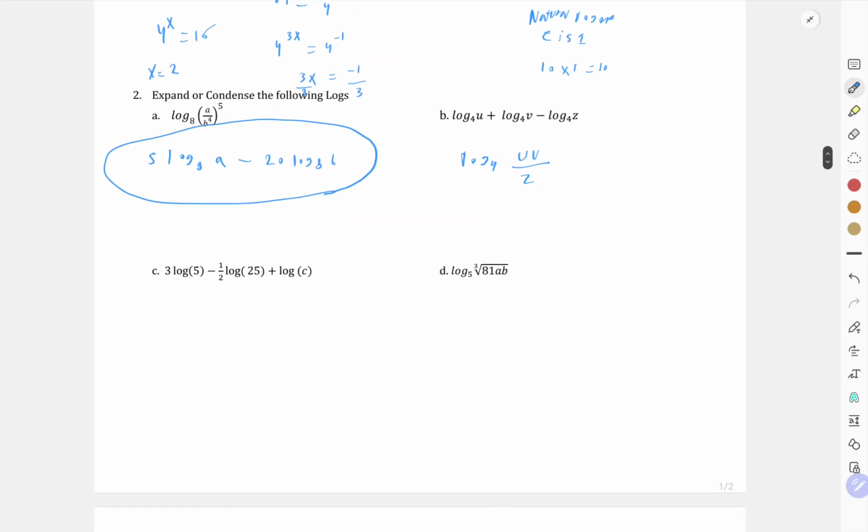Alright, let's start with this one. Now this one is a bit of a doozy because it is under a radical, but that shouldn't really scare you, because all you need to do is look at it in its most basic form. So log 5 is literally just 81ab to the power of 1 over 3, right? But for you to be able to do this, it's going to be spread out.